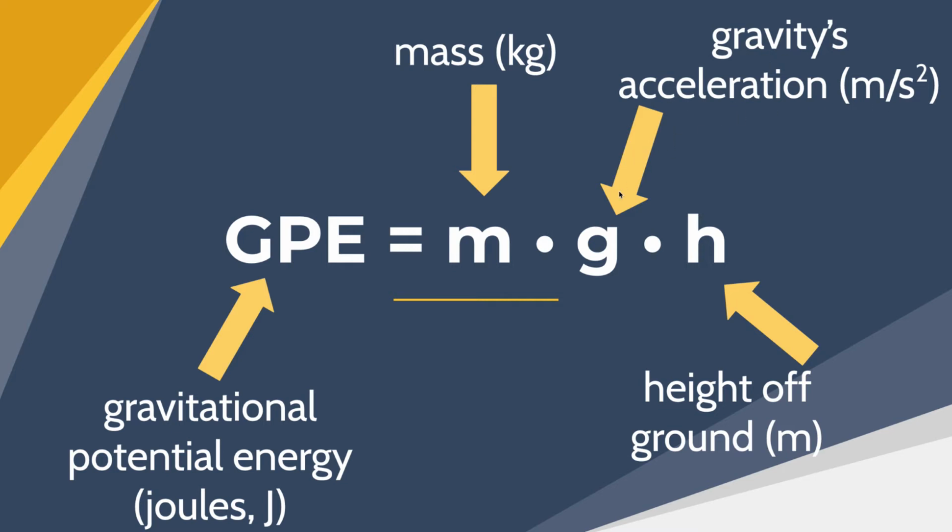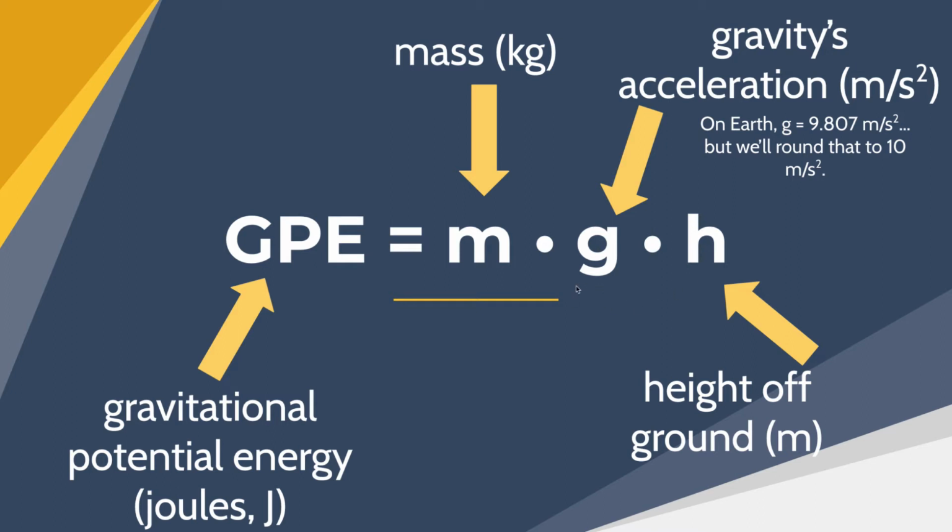You don't need to calculate this every time. When objects on Earth go into free fall, they accelerate at the same acceleration, which is 9.807 meters per second squared. But for this class, we're just going to always say that on Earth, gravity's acceleration is 10 meters per second squared. That's going to make the math a lot easier. So whenever you're using this formula, always replace little g with 10 meters per second squared.